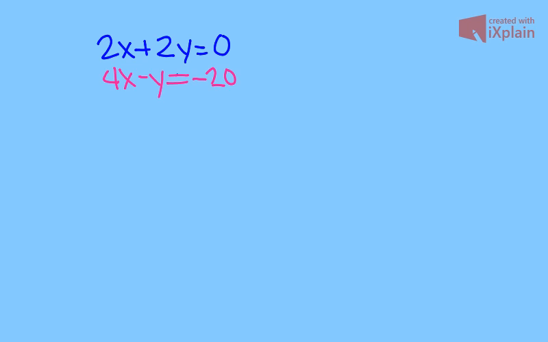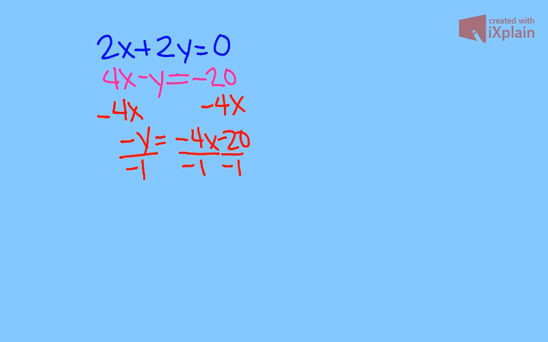I'm going to subtract 4x from both sides of this equation. And then we're left with a negative y on this side, and that's equal to negative 4x minus 20. Now I'm going to divide both sides by negative 1. So on our right side here, that changes all the signs of each term. So we have a positive 4x plus 20. Change both of our negative signs to positive signs.